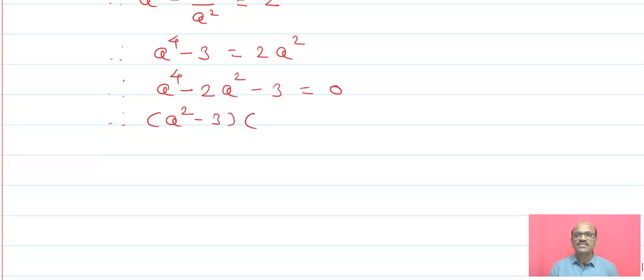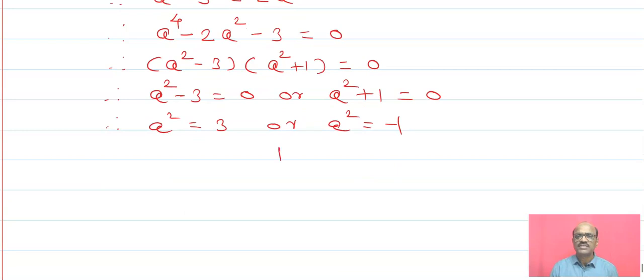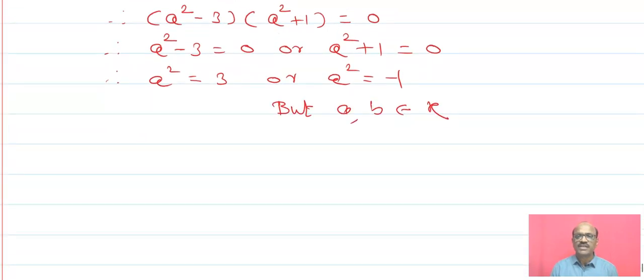The factors are a square minus 3 in the first bracket, and in the second bracket a square plus 1 equals 0. Therefore a square minus 3 equals 0, or a square plus 1 equals 0. a square is equal to 3 or a square is equal to minus 1. Again, the square of a real number is not negative. Therefore, a square is equal to minus 1 is not possible.